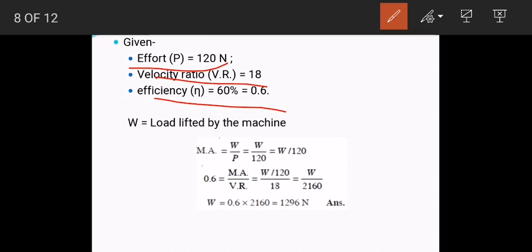Now we know efficiency is equal to mechanical advantage upon velocity ratio. Efficiency is given as 0.6. So we put the value of MA here. So 0.6 is equal to W upon 120, upon the velocity ratio which is 18. Means 0.6 is equal to W upon 2160. We can find the W value here, which will be 1296.